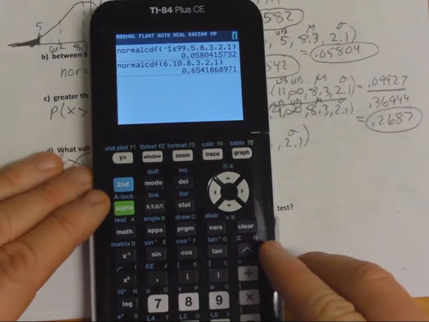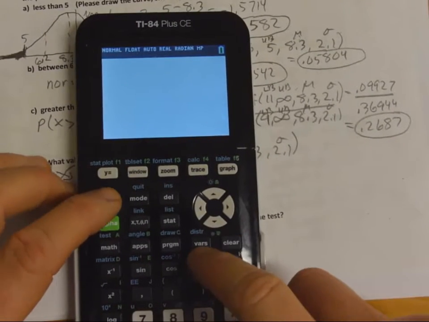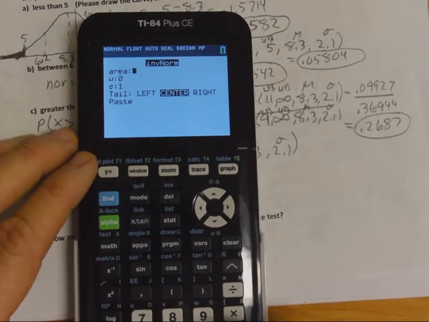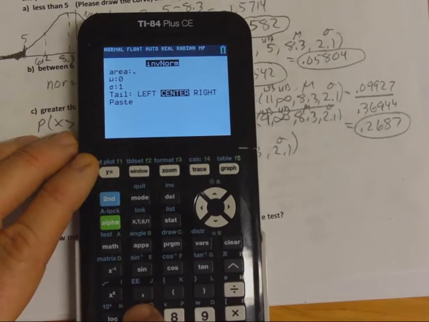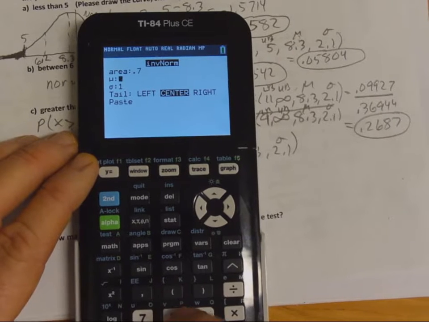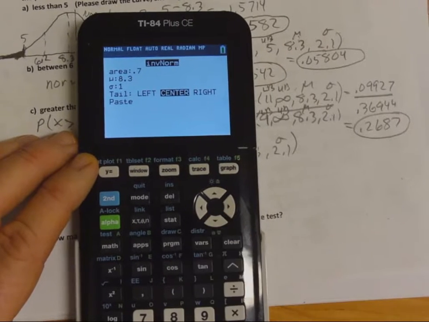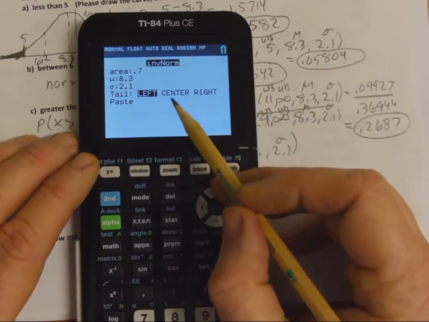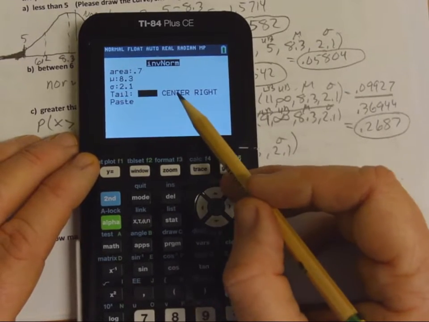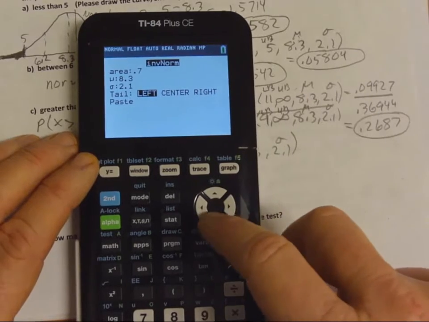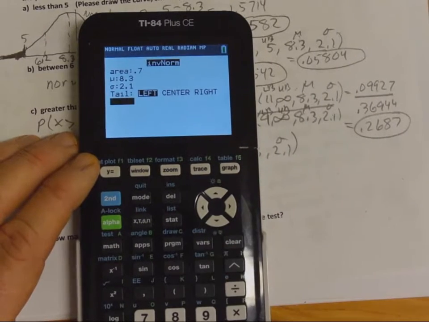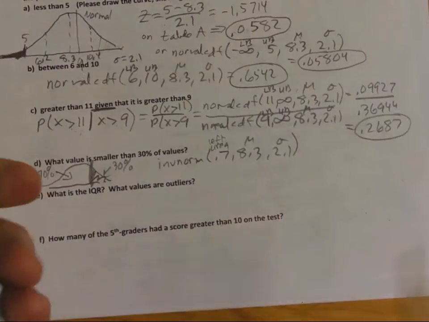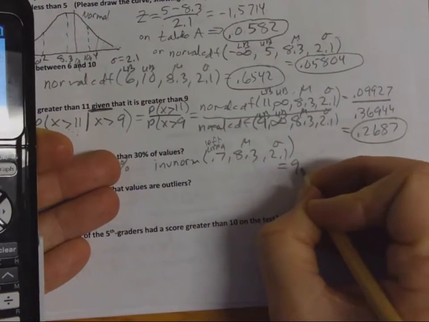And so I would say, okay, so I go distribution, inverse norm, the next one down, inverse norm. So like that, the area is 0.7, and then it is 8.3 for mean, and standard deviation is 2.1. And like I said, I tend to use the left area, and some calculators don't give you this option of going left, center, or right, but I'll use left area. But anyway, in this case, I get 9.401. So this would be 9.401.